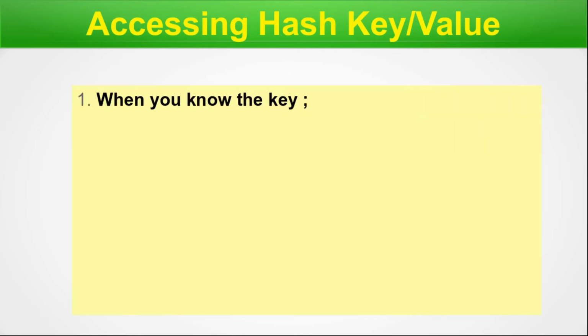So when you know the key, there could be two or three scenarios. The first scenario is when you know the key or the index, and how you get the value. This is how: you print $hash, then you put the key inside the curly bracket, and you can print it or store it in some other scalar value. Okay, so this is one way.